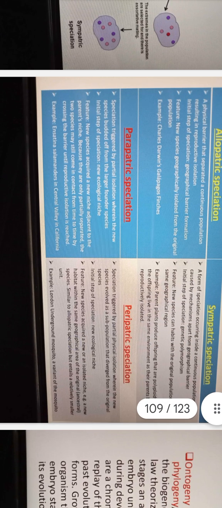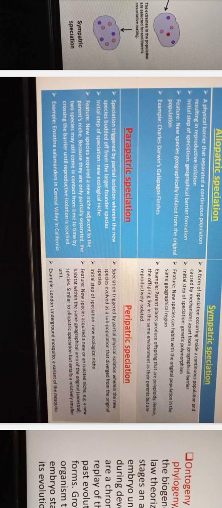So here we could see a comparison of these four types. Allopatric speciation: a physical barrier that separated a continuous population, resulting in reproductive isolation. Initial step of speciation, geographic barrier formation. Then a new species geographically isolated from the original population. Charles Darwin's Galapagos finches. Then sympatric speciation.